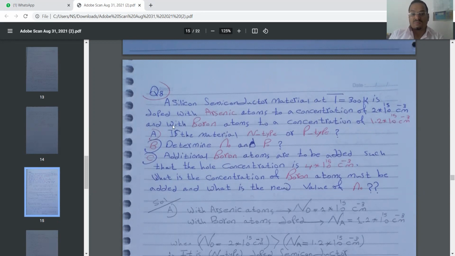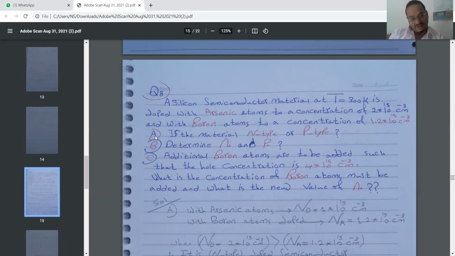At the same time, it is doped with boron. Like I said before, boron has 3 electrons in the last shell, which means it will tend to take 1 electron from the neighboring silicon atoms to reach stability, so it acts as an acceptor atom. That means here 1.2 exponential 15 equals the acceptor concentration Na at the valence band.